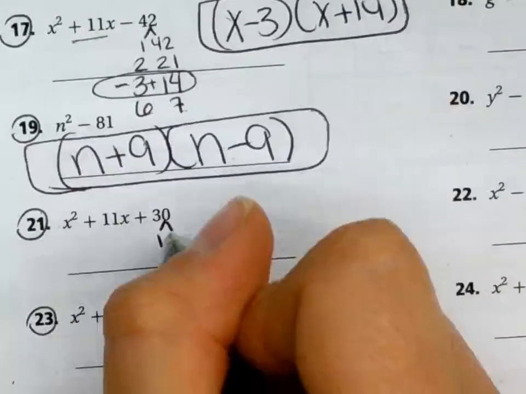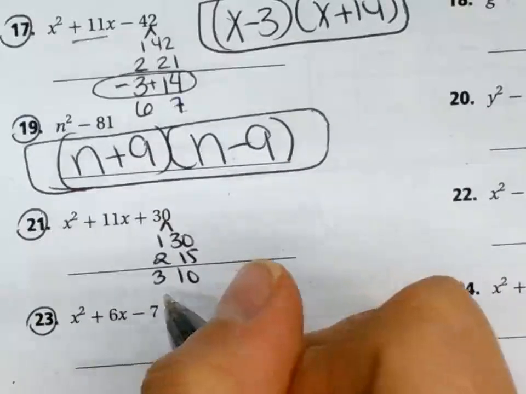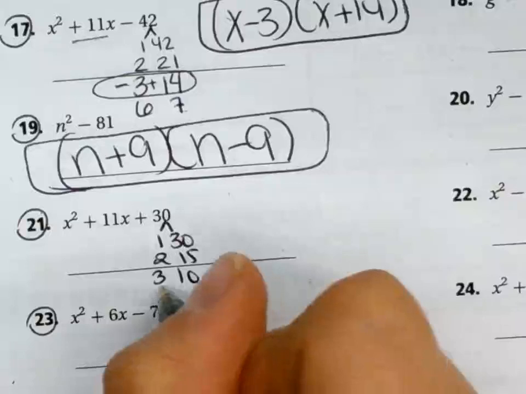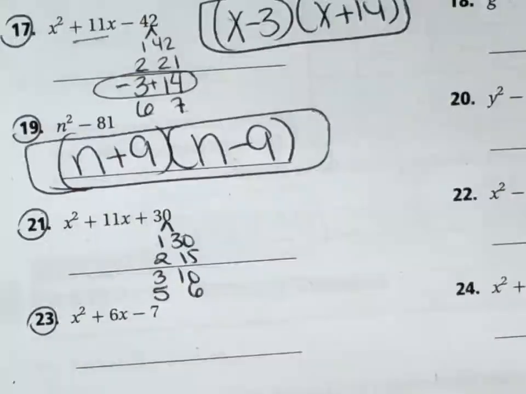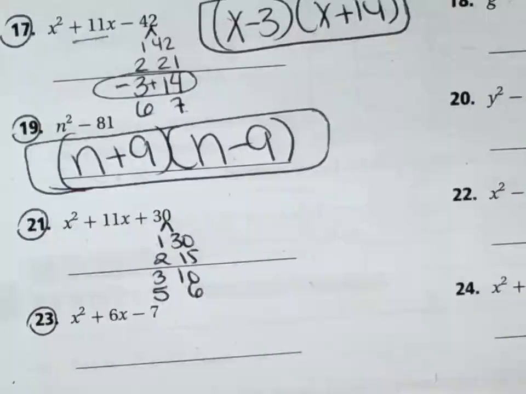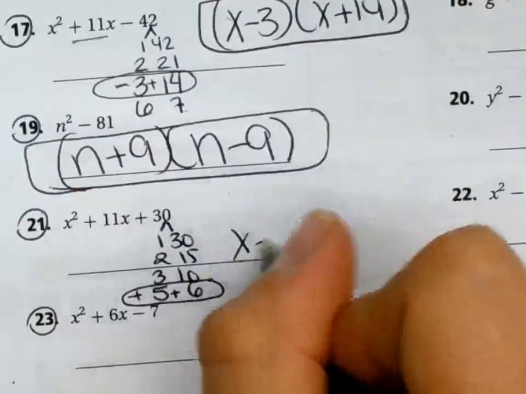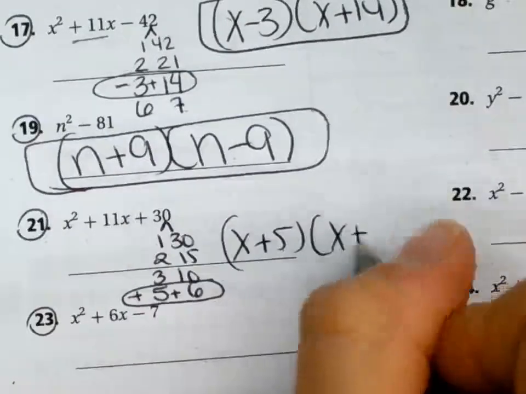1 and 30, 2 and 15, 3 and 10. Does 4 work? No? 5? 5 times 6. So we're done. Which of these add to positive 11? x plus 5 times x plus 6.